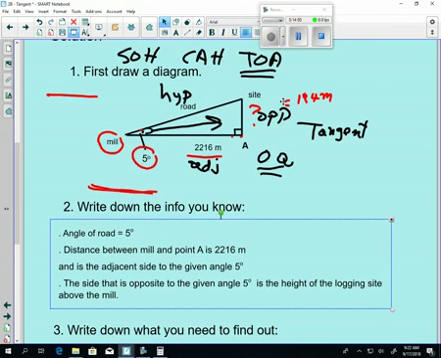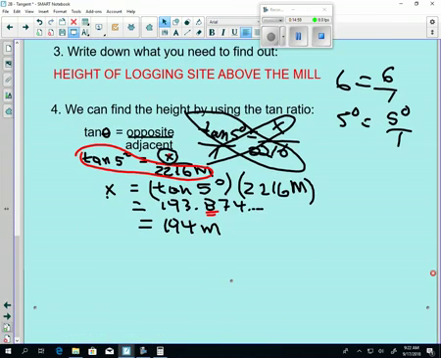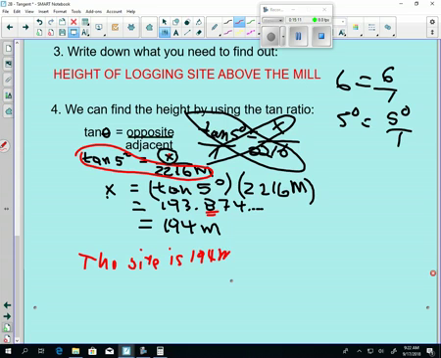Now please answer in a sentence, because if you just had that down, I'm not sure where to find my answer. So at the bottom, write down: The answer is ... above the mill. Okay, so the working site or logging site is 194 meters above the mill.